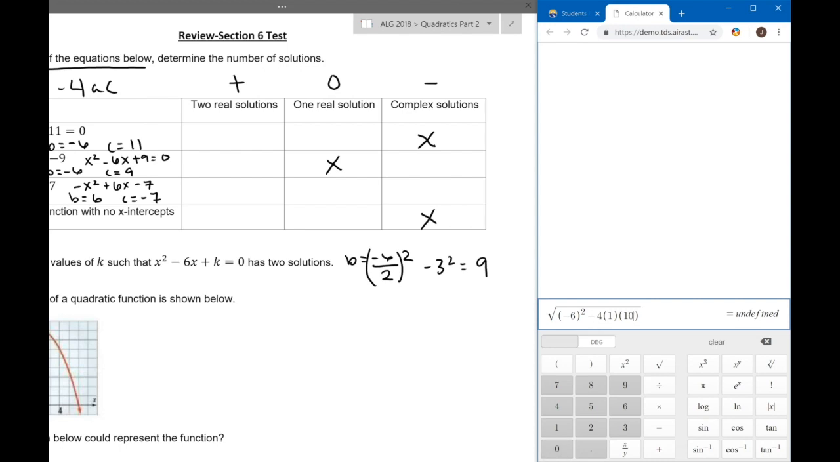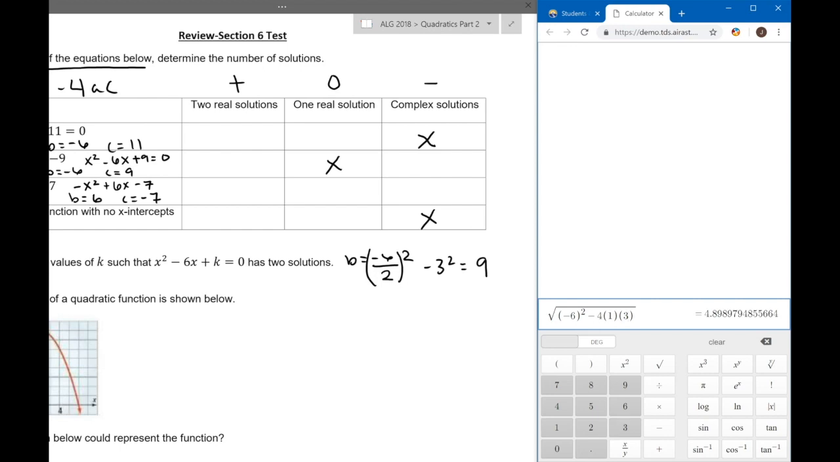You see how that number comes out undefined? What if I did 11? Undefined. 12? Undefined. 13, undefined. Okay, that means my number has to be less than 9. So what's a number less than 9? 8. You see how that number came out to 2? 3.